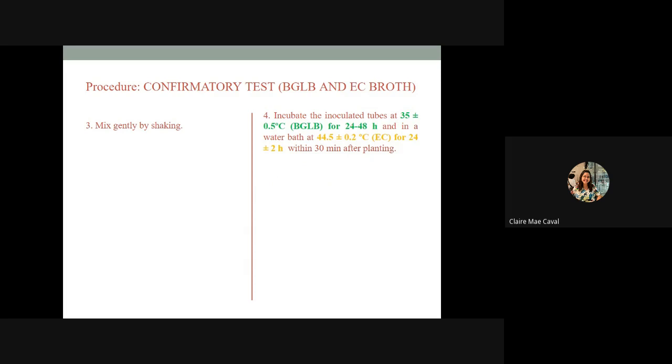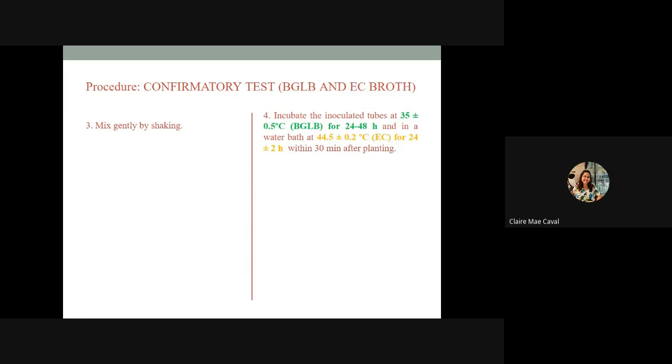Okay? But for your multiple tube fermentation technique, the LSB and BGLB are the same. 35 degrees Celsius because they are for total coliform. But for 24 and 48 hours, meaning you have to extend to another 24 hours if negative on the first 24 hours. Okay? I hope this is clear.